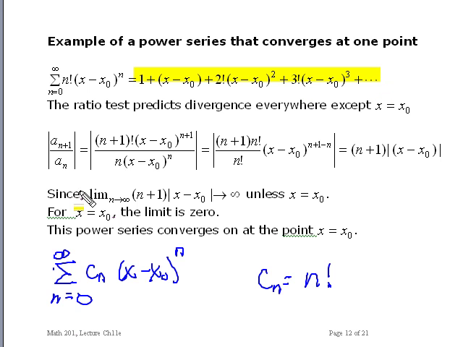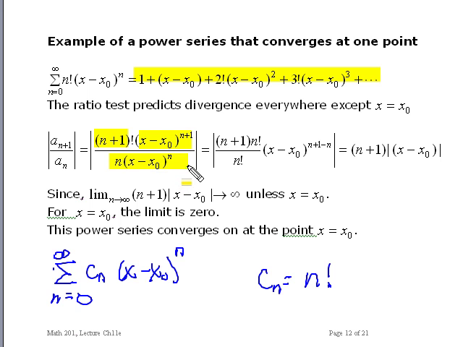Okay, when n equals 0, x minus x naught to the 0th power is 1, so we just have 0 factorial, which is 1. The next term, I'll have 1 factorial, which is 1, times x minus x naught to the first power, then plus 2 factorial, x minus x naught squared, etc. Right. So now let's look at the ratio test. And the ratio test, here is the term a n plus 1. It would be n plus 1 factorial times x minus x naught raised to the n plus 1. Then here is the a n term, n factorial times x minus x naught raised to the nth power.